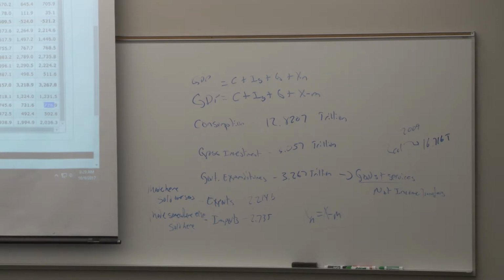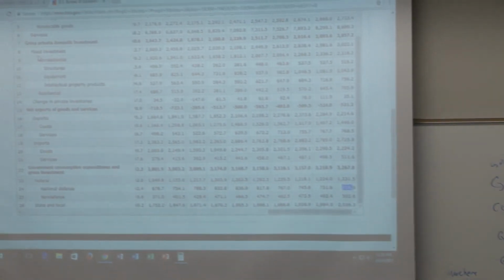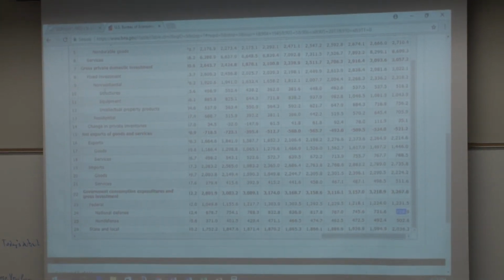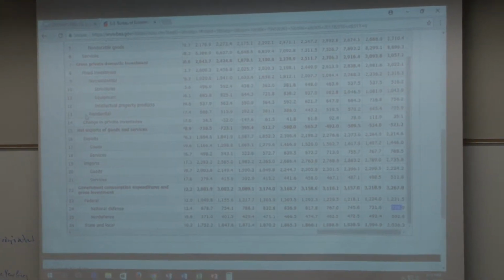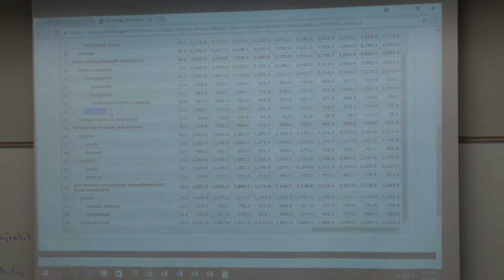Interestingly enough, here you can see what investment looks like, and you can see these different components. We've got fixed investment: non-residential, structures, equipment, intellectual property, and residential, which means homes. There's how much we spent building homes, $705.9 billion. When you buy your house, when you go out and build a home, that is not considered consumption. That's actually considered investment. Why do you think we would consider that investment and not consumption?